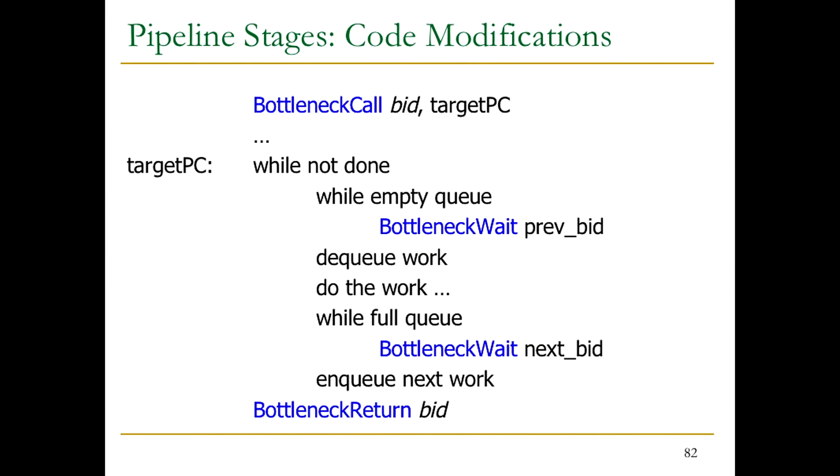If the destination queue, if the output queue is full, then the next thread is not doing its job, perhaps, at least as fast as you want it. As a result, that's the bottleneck. So you increment the thread waiting cycles that way. Okay.